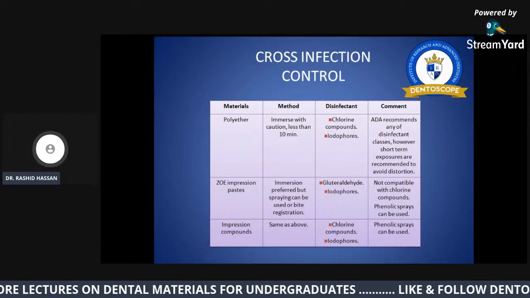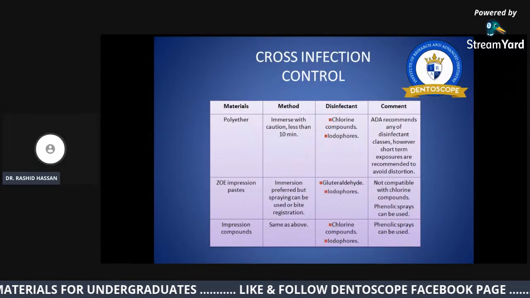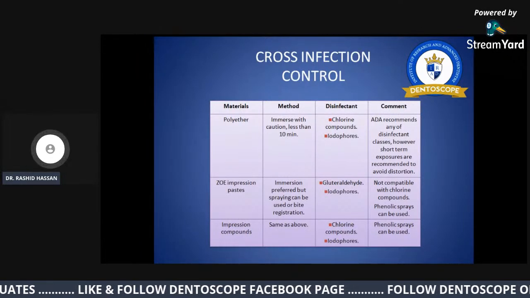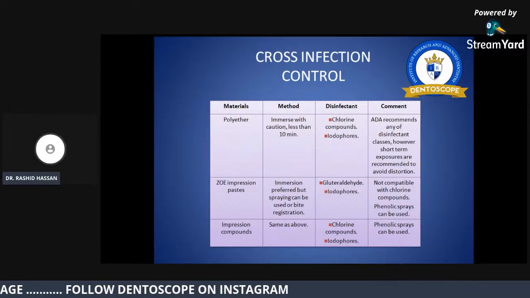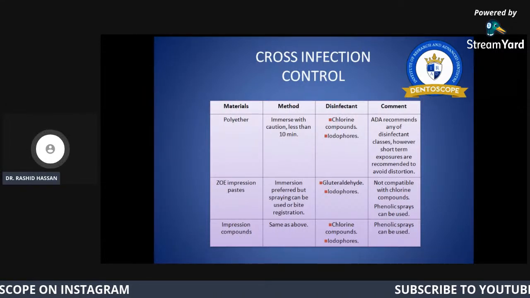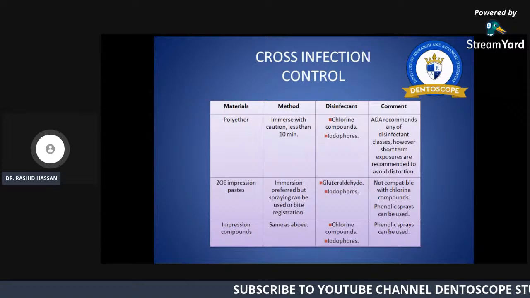Zinc oxide eugenol impression paste: the immersion process is also used. It is always preferred, but spraying can also be used. So you can use either one of them. Either you can do it with a glutaraldehyde spray or the iodophore spray.